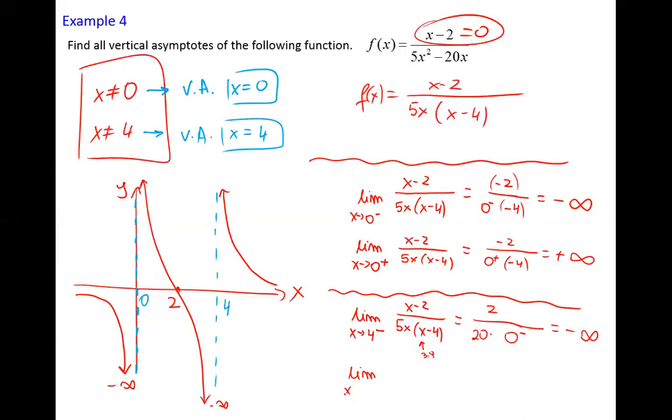And on the right-hand side, x approaches 4 from the right, x minus 2, 5x, x minus 4 will give me 2, positive 20. 4 from the right-hand side is like 4.1, minus 4 will give me 0, but positive. And this will be positive infinity, and it is positive infinity, also this one.